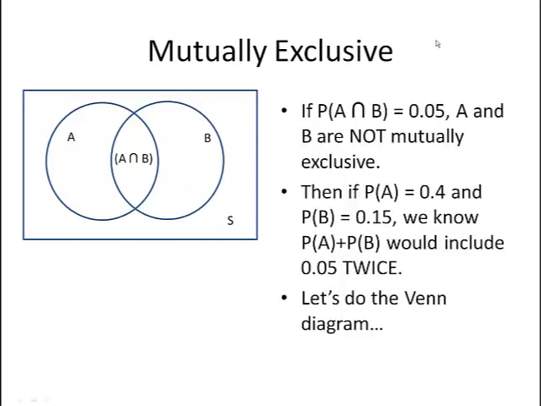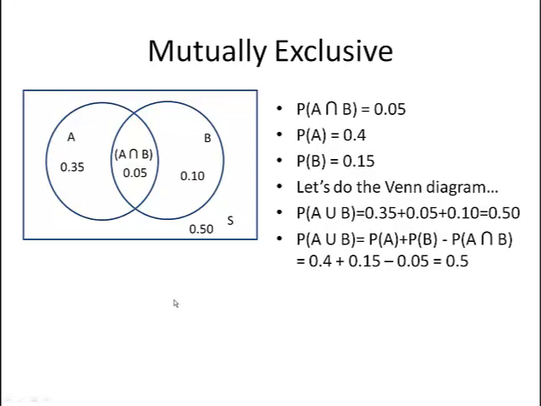Okay, so I changed it here so that the intersection of A and B, instead of being equal to 0, is actually equal to 0.05, which means they are not mutually exclusive. Now I'm going to use the same thing. The probability of A is 0.4 and the probability of B is 0.15. Now, if we did the same thing that we did last time to get the union of the two, and we added 0.4 and 0.15, what would happen is we would be adding this circle and this circle, and we would actually have this slice in there twice. Let's do a Venn diagram to see what that really looks like.